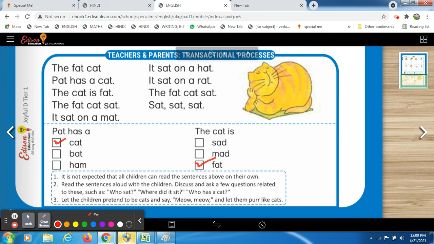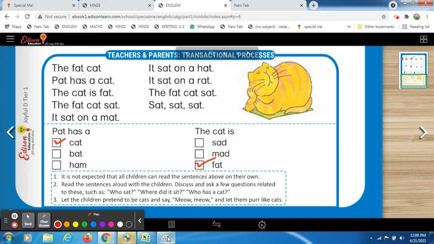Okay. So students, this is your today task for your English subject, and you have to complete it. When you complete it, you have to give me the picture of this work, okay? As well as you have to share the recording when you read the whole passage. Fine? And wherever you find any doubt, you can ask me.